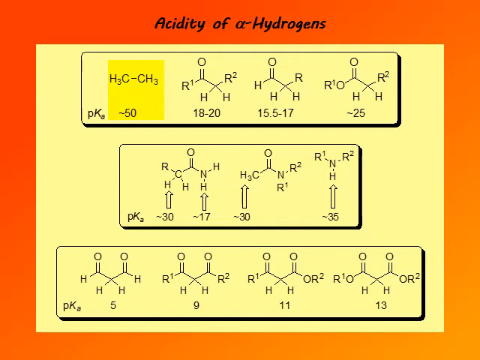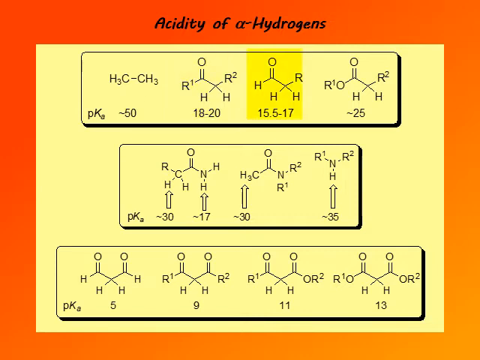it's not really acidic. Now, when we look at a typical ketone, its pKa is 18 to 20, and that depends on the nature of substituents R1 and R2. Just for reference, the pKa of water is 15.7, and of alcohols, depending on the structure of alcohols, about 15.5 to 16. So this is considerably less acidic than water or alcohols.